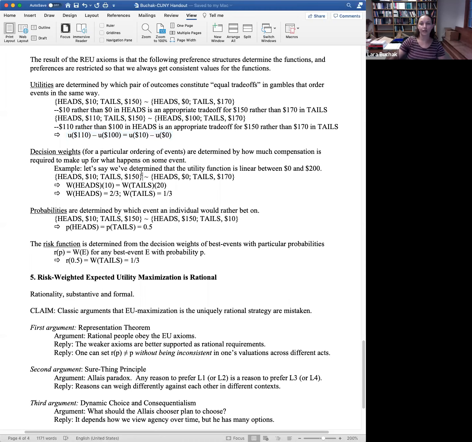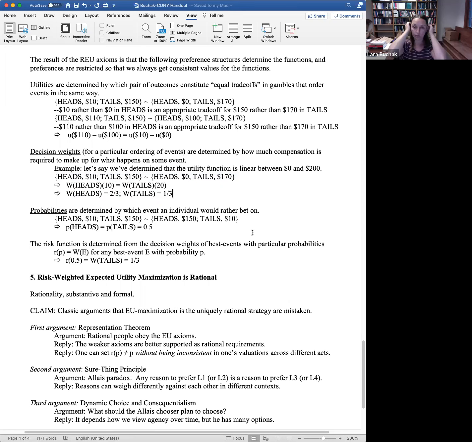Okay, so how do we get decision weights? Let's say we've already determined our utility function from these trade-offs, and let's say it's linear. Now let's say you are indifferent between 10 in heads and 150 in tails on the one hand, and nothing in heads, 170 in tails on the other hand. Then it looks like you require twice as much compensation in tails in order to make up for a given amount of compensation in heads. So those are your decision weights. So here you place 2/3 of the weight on heads and 1/3 of the weight on tails, okay?